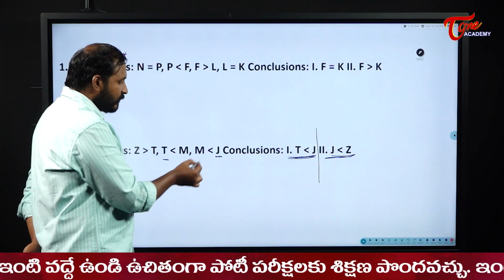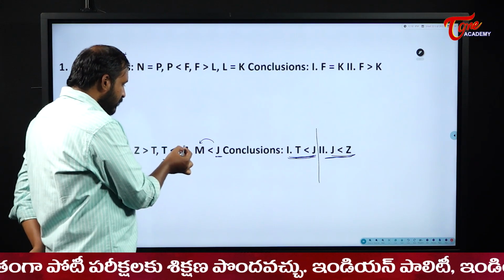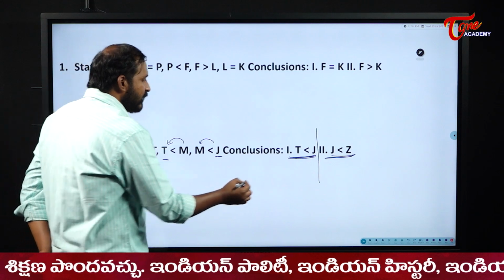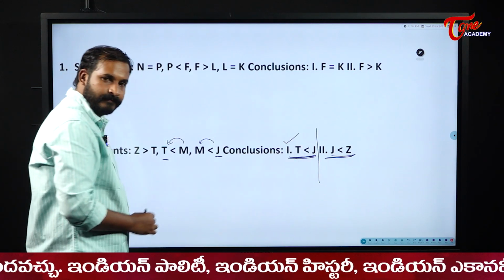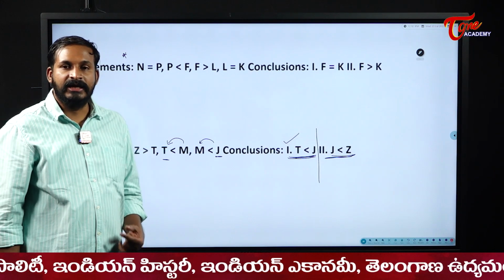M, right? See here, from J to M I can travel. Open gate, right? Yes, sir. Now from M to T I can travel. Yes, sir, I can travel. So that means this first conclusion is true, or follows the given statements.